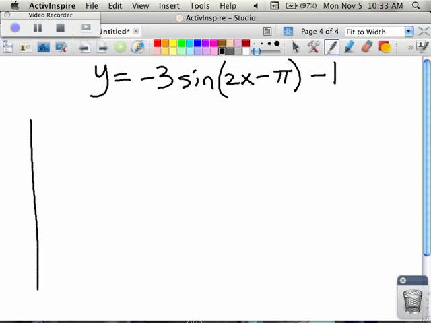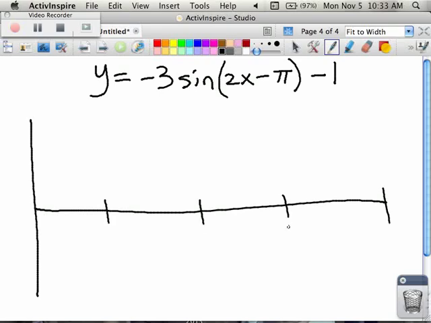1 equals quarter of 2x minus pi minus 1.